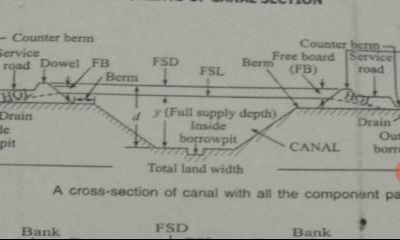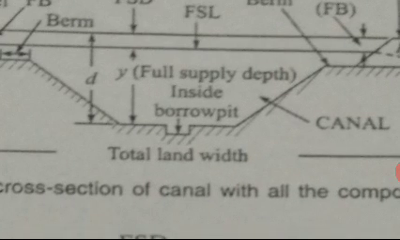Next is borrow pit at the center and at the bottom of the canal. The borrow pit is shown. At any section of a canal, if the quantity of earth obtained from excavation or cutting is less than that required for making the banks, then the additional quantity of earth required for the banks is obtained from borrow pits.